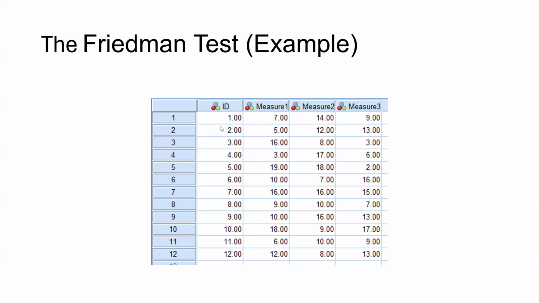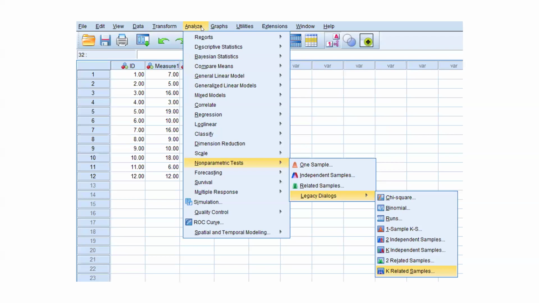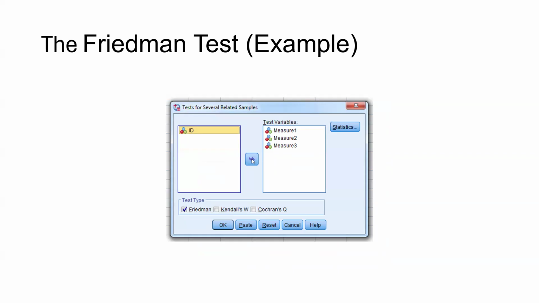Just remember that each individual ID, whatever it may be, whatever observation, each observation as it relates to the ID is unique to the observation ID itself. All right? Now, to proceed, we're going to go to Analyze, Non-Parametric Tests, Legacy Dialogues, K-Related Samples. We're going to use the arrow in the center to make sure all of our test variables are on the right side. So these are the measurements that we're interested in assessing, measurement 1, 2, and 3. Make sure the test type box is checked Friedman, and then click OK.